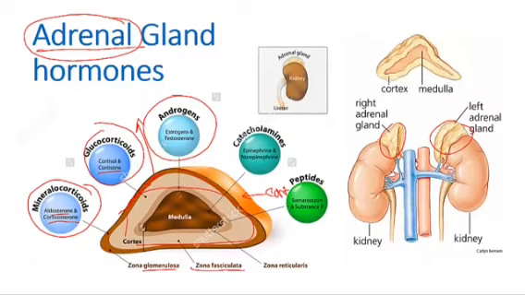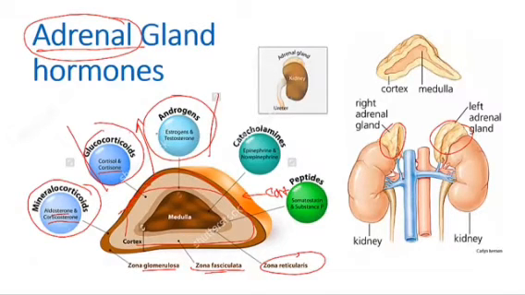We'll see the function of these things later, but let's say the third one is the zona reticularis. It's the innermost layer of the cortex, and the zona reticularis secretes glucocorticoids and androgens as well. Glucocorticoids are secreted mostly by the zona reticularis and zona fasciculata, while the zona glomerulosa is the only one which secretes the mineralocorticoids. The rest of the region secretes glucocorticoids and androgens together.